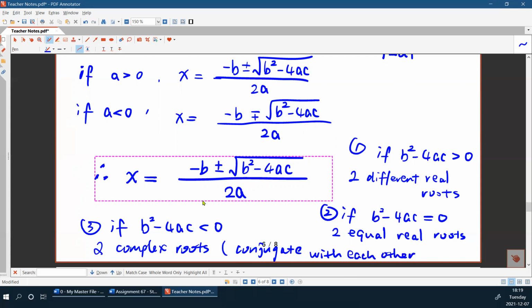Because their real parts are the same and imaginary parts are opposite, right? You understand? So please remember, do remember this formula here. This is very important.